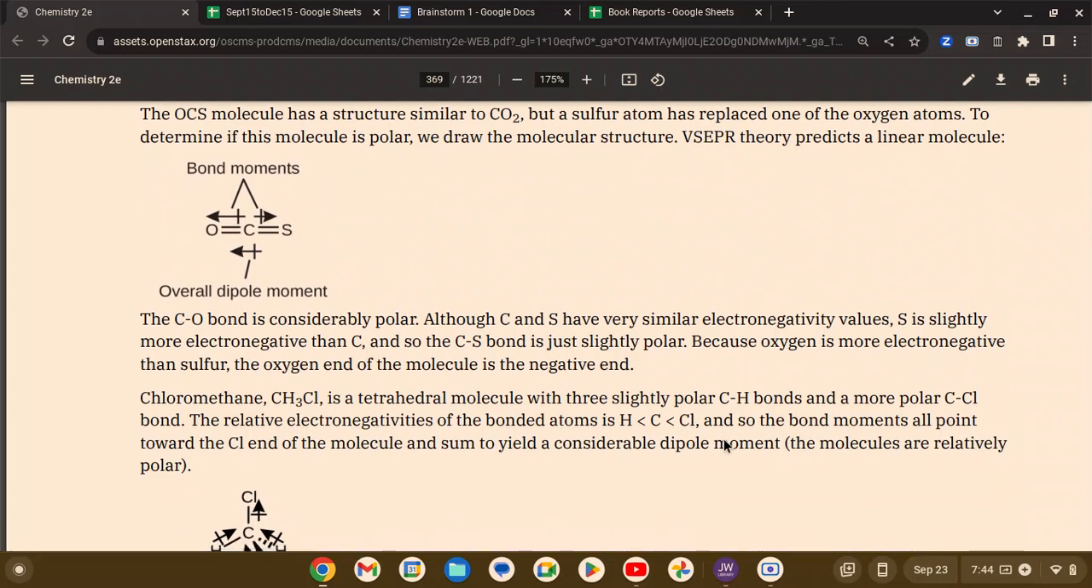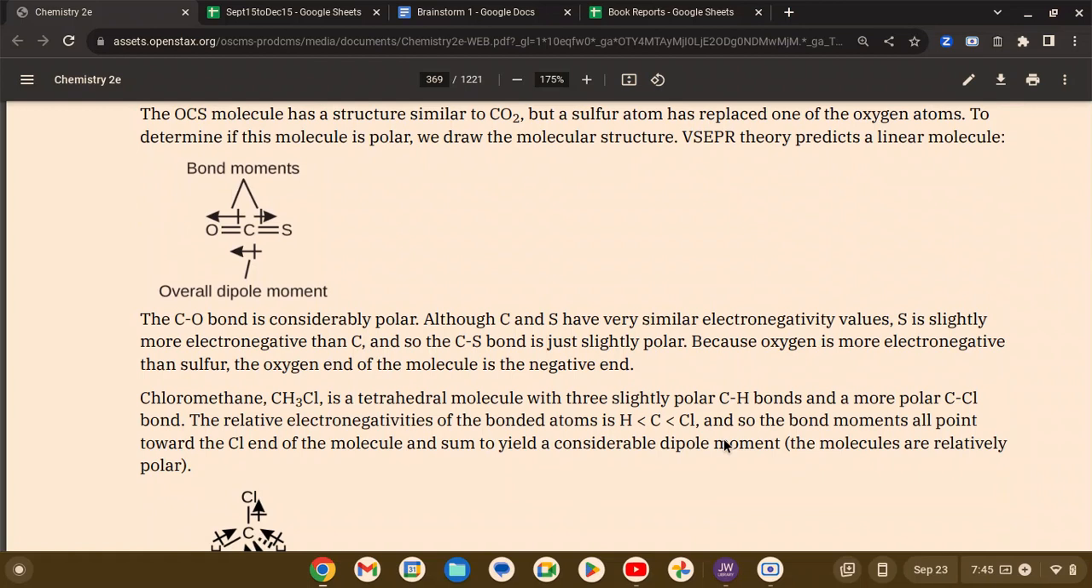The OCS molecule has a structure similar to carbon dioxide, but a sulfur atom has replaced one of the oxygen atoms. To determine if this molecule is polar, we draw the molecular structure. VSEPR theory predicts a linear molecule. The CO bond is considerably polar, although C and S have very similar electronegativity values. S is slightly more electronegative than C, and so the CS bond is slightly polar. Because oxygen is more electronegative than sulfur, the oxygen end of the molecule is the negative end.